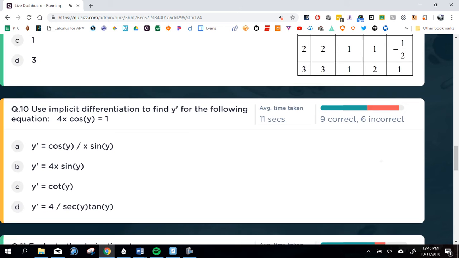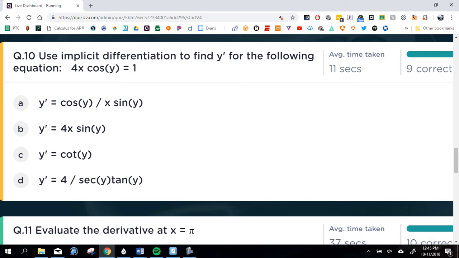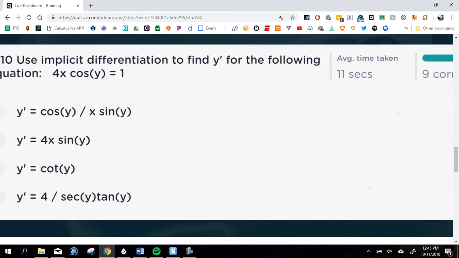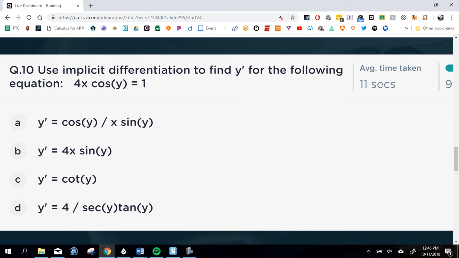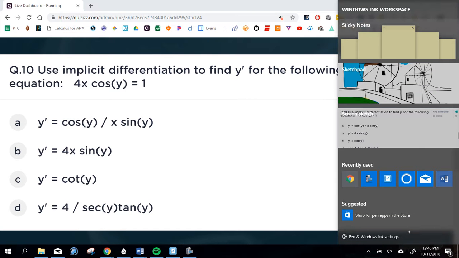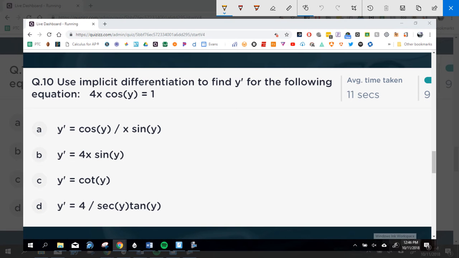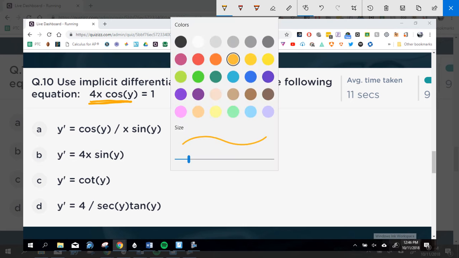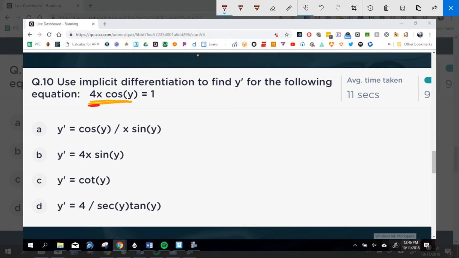What other ones? Number 10. So this is the one we kind of talked about a little bit earlier. Use implicit to find y prime. So when I'm setting this thing up, I'm taking the derivative of 4x cosine y. How many variables are in that chunk right there? There's 2. There's an x and a y. So if there's 2 variables, how am I going to have to take the derivative? Product. So we are doing first 4x times the derivative of the second.